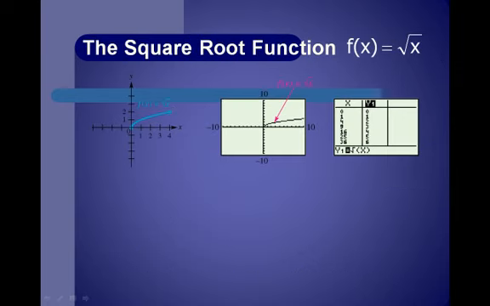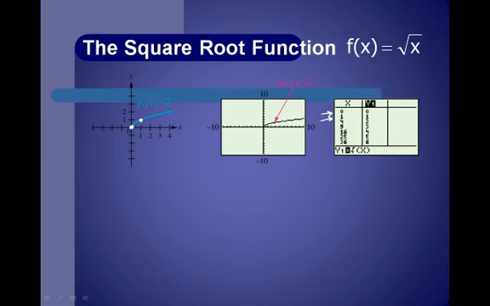And then the last basic type of function you need to know is the square root function. F of x is equal to the square root of x. Now, as I told you earlier, this function looks like half of a parabola lying on its side. If you come over here and look in the table of values, the square root of 0 is 0. The square root of 1 is 1. So square root of 0 is right here. If x is 1, y is 1 here.